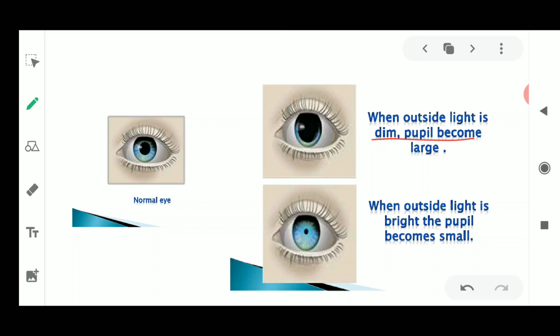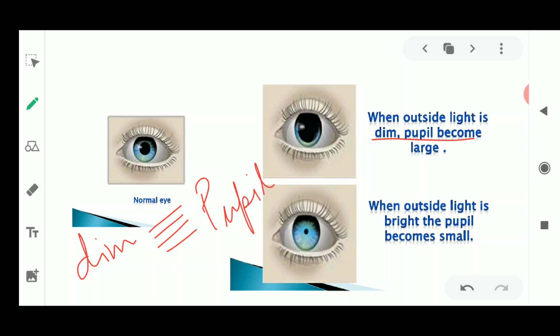Why does this pupil become large? As you know, the function of the pupil is to pass light rays into your eyes. When the light is dim, you require a large amount of light to see. So your pupil becomes bigger, so that a large amount of light enters inside your eye and we can see clearly. So the pupil becomes larger in the dim light.